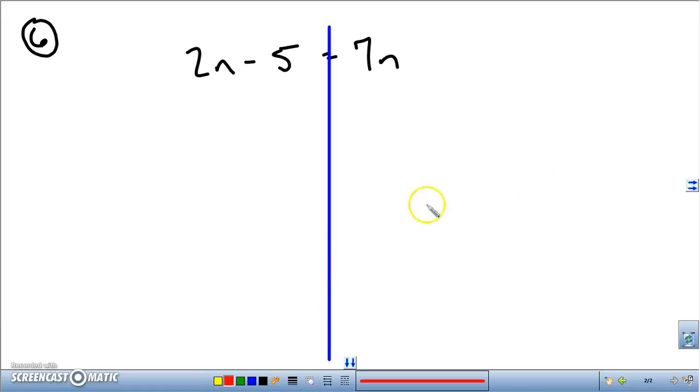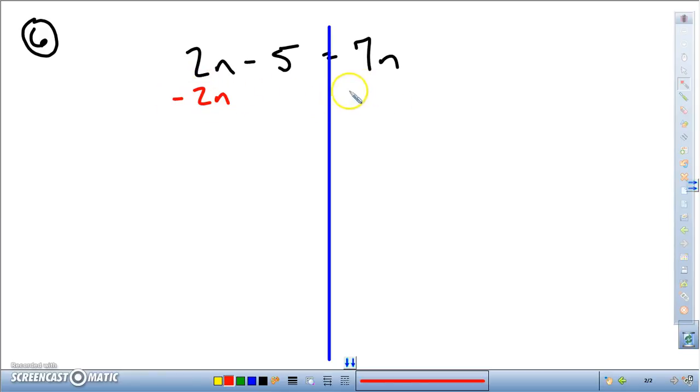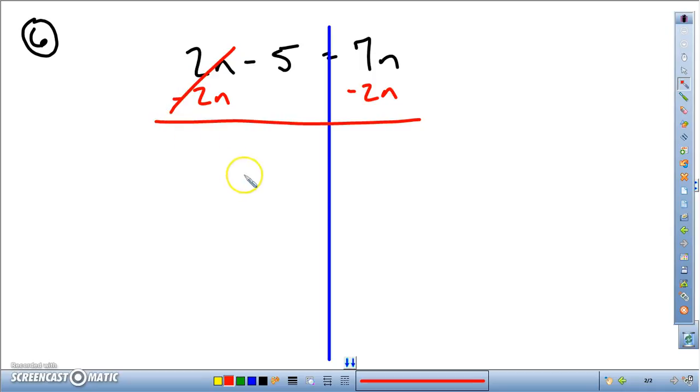Alright, again on number 6 we have variable on both sides, and the right side has just the one term, so I'm going to leave that alone. Go to the left side where I've got multiple terms, get rid of the variable over there by subtracting it, which means I have to do it to both sides. And so that's going to cancel. The -5 comes down. Equal sign stays on the line.